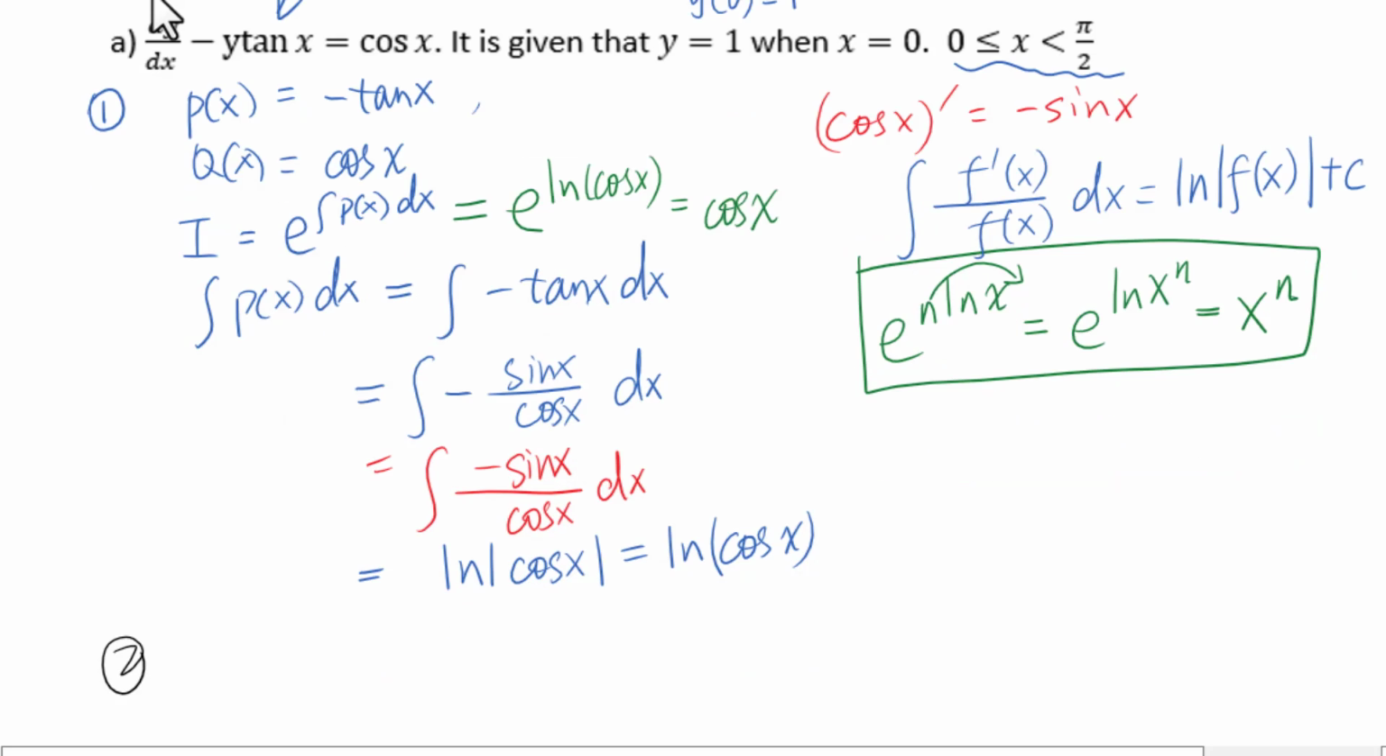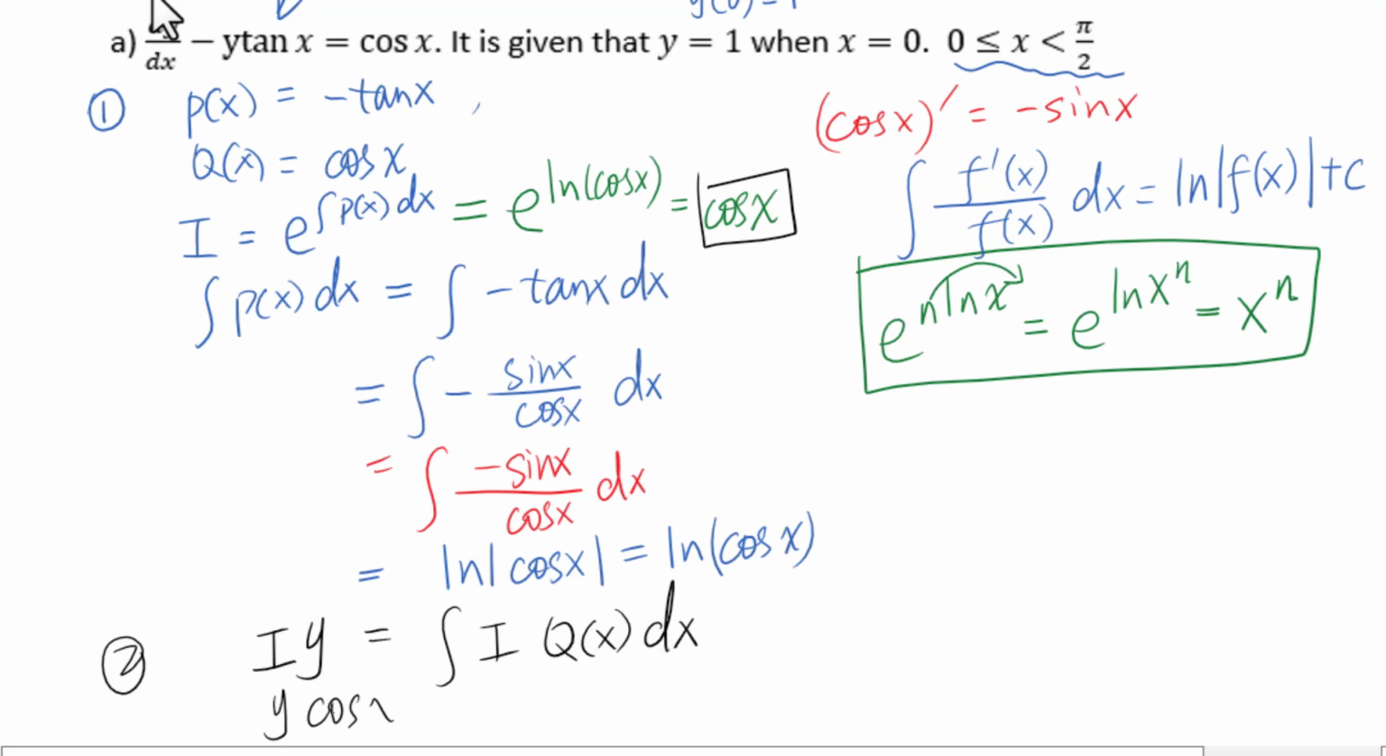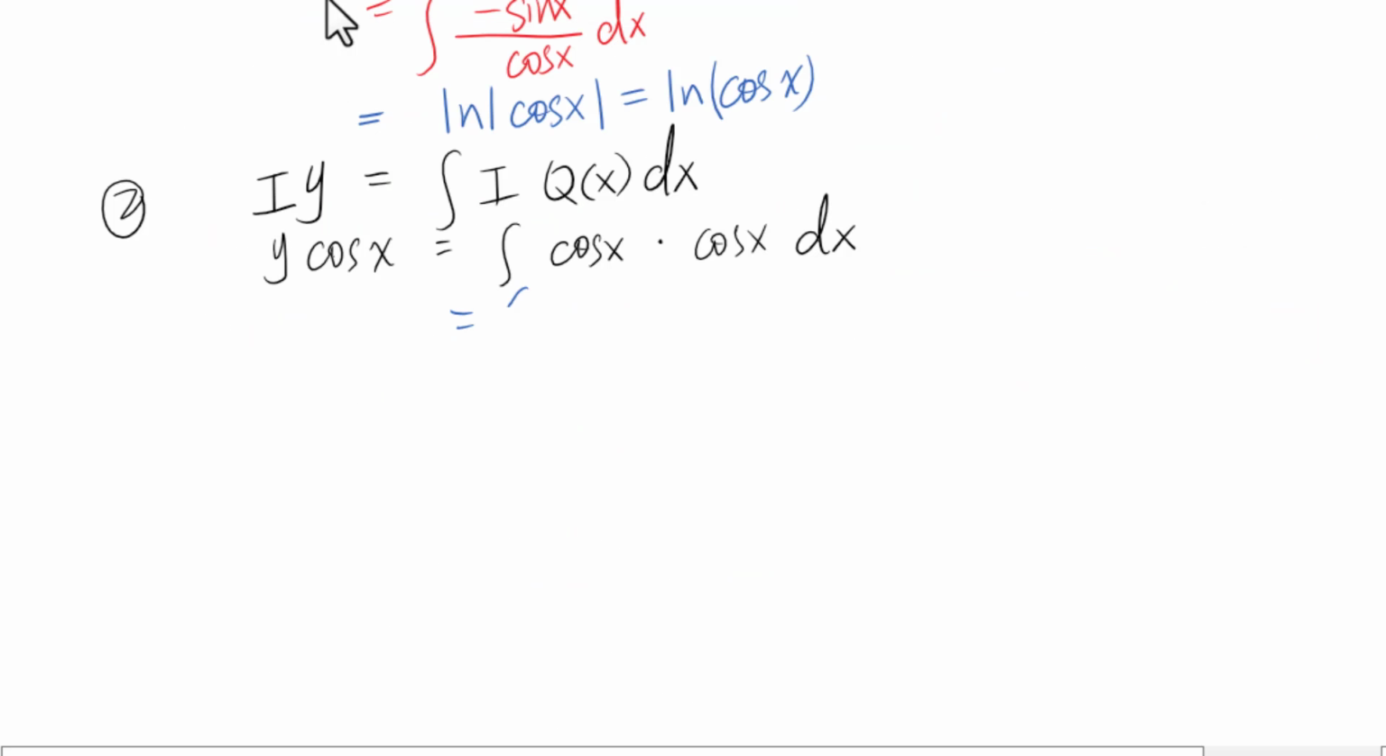Then second step, I will use this formula: I y equals the integral of I times the q of x dx. I is cosine x. So y times cosine x equals the integral of I, which is cosine x, times the q of x, which is cosine x, dx, equals the integral of cosine square x dx.